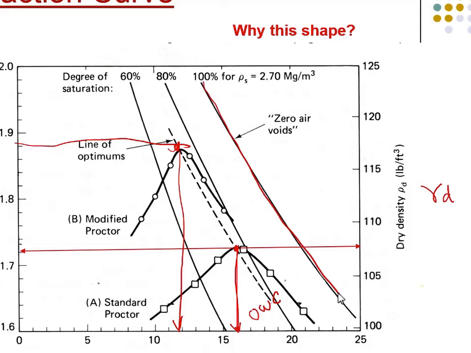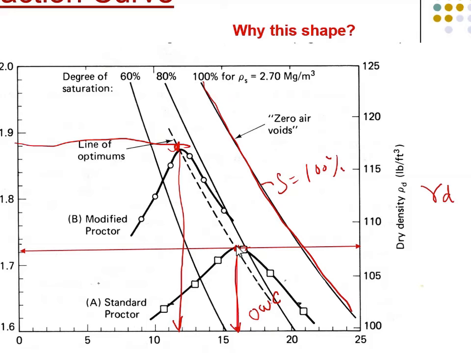I also want to focus here on a line which is called the zero air void line. This really indicates that now there is no air left in the voids. Or we can call that the 100% saturation line. Now, this also means that to get the maximum dry density or unit weight, you don't have to saturate the sample fully. Your sample can be partially saturated, yet it has maximum dry unit weight.